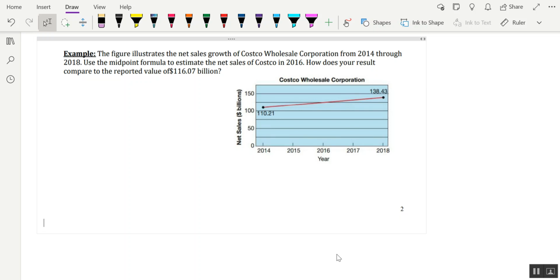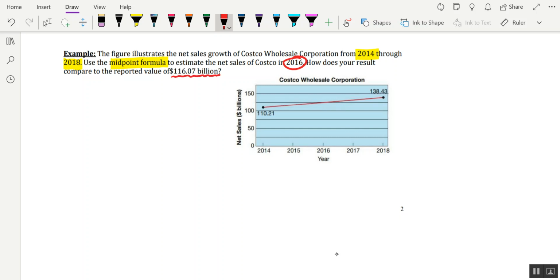In this video I'm going to show you an application of the midpoint formula. So let's get started. The figure illustrates the net sales growth of Costco Wholesale Corporation from 2014 through 2018. It says use the midpoint formula to estimate the net sales of Costco in 2016. How does your result compare to the reported value of 116.07 billion?